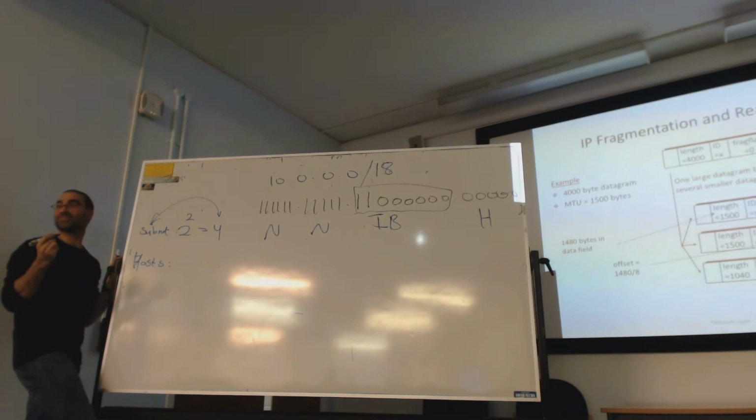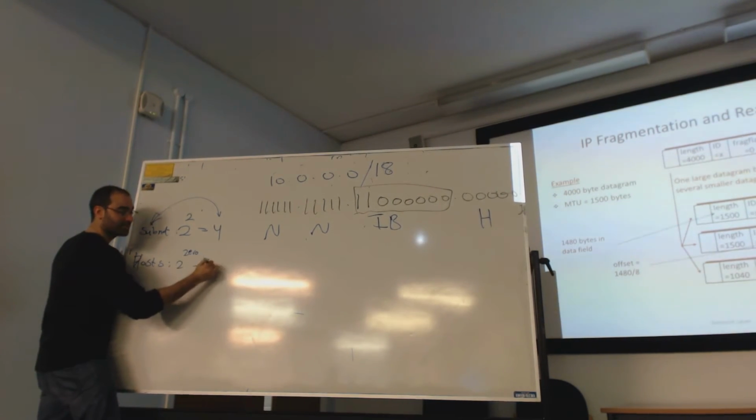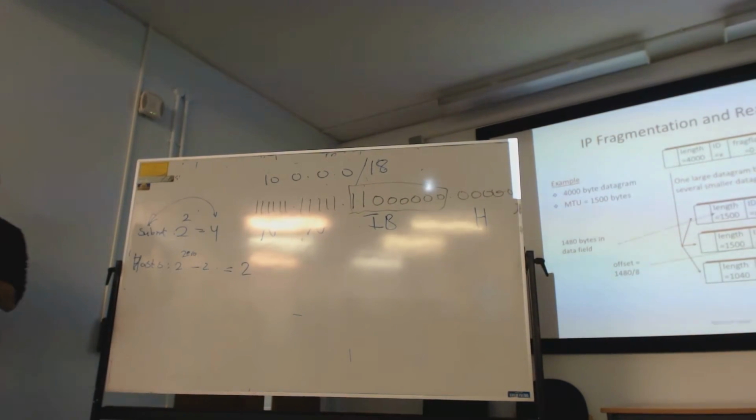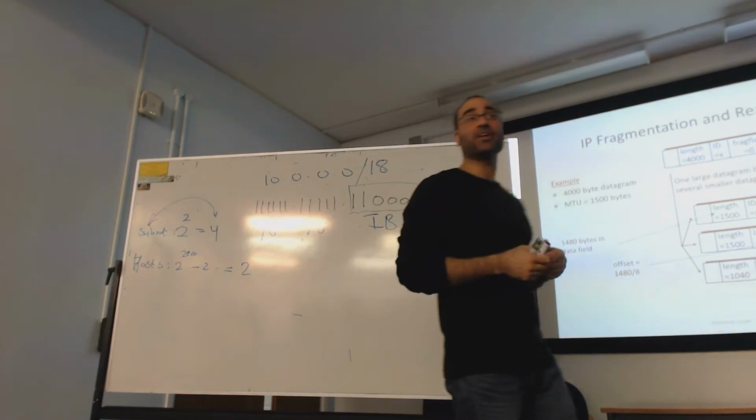What's the formula? 2 to the power of zeros, minus 2. What's the value? So 2 to the power of what? 6. 2 to the power of 6? Yeah. What about those zeros? Are they not hosts?